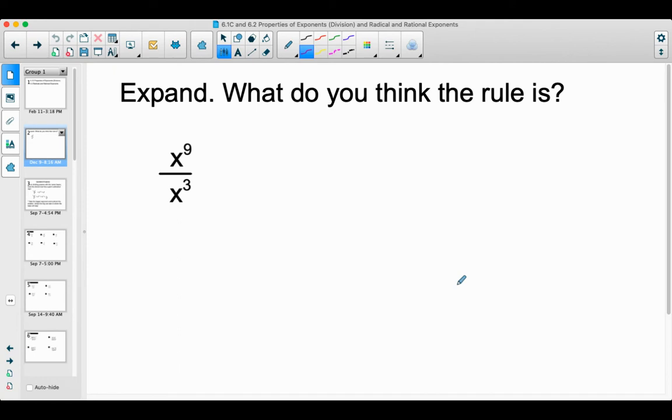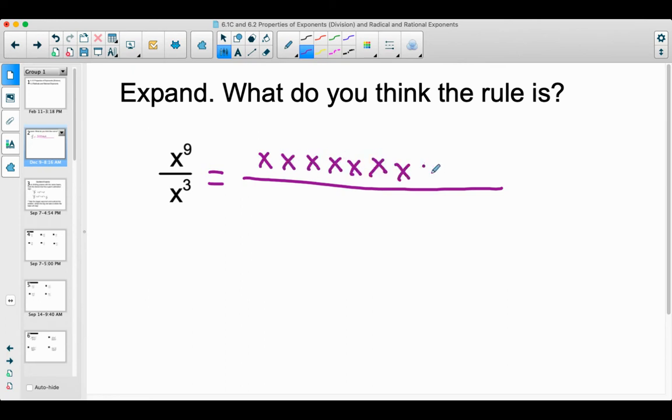Okay, so now we want to talk about the division rule. And let's expand this so we can see what happens with our division rule. So we know that x to the ninth means we have nine x's. One, two, three, four, five, six, seven, eight, nine. And x to the third means I would have three of them.